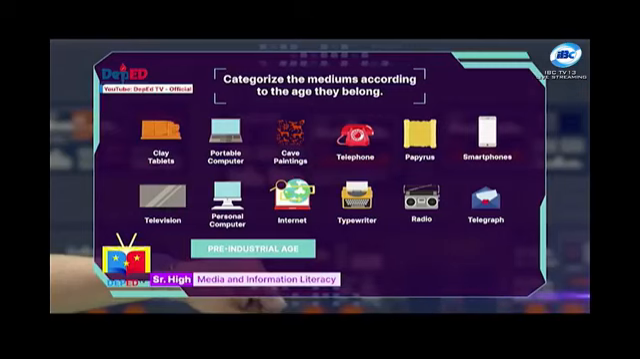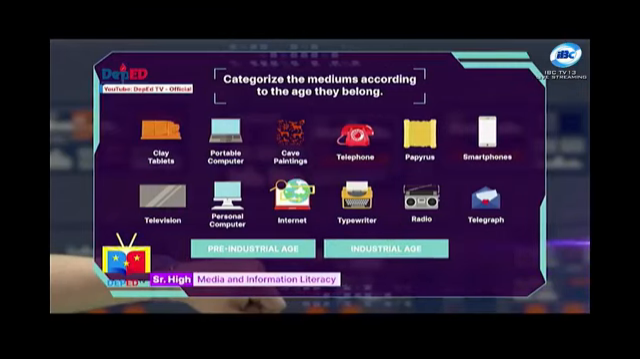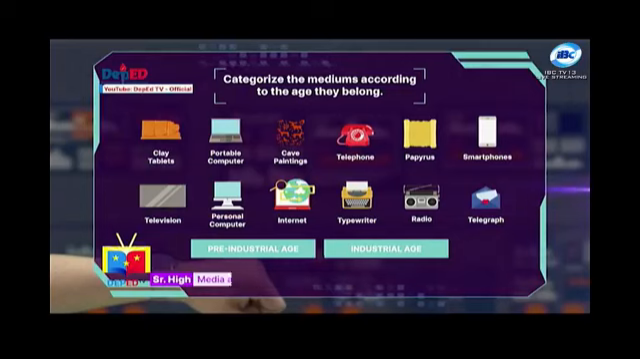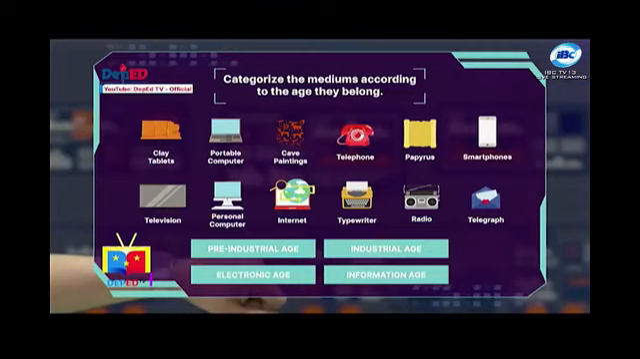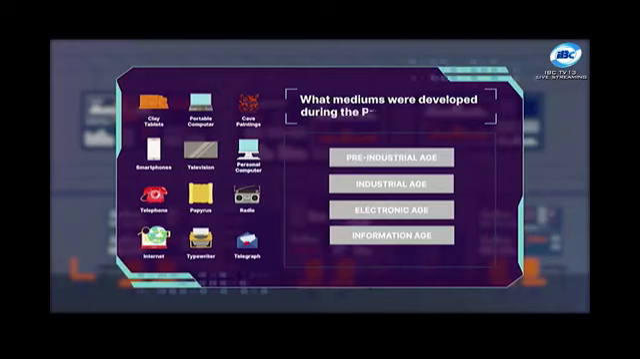Pre-industrial age, industrial age, electronic age, and information age. What mediums were developed during the pre-industrial age? You are only given 5 seconds to answer.